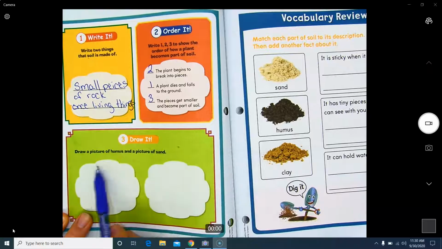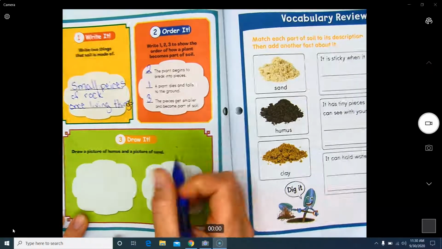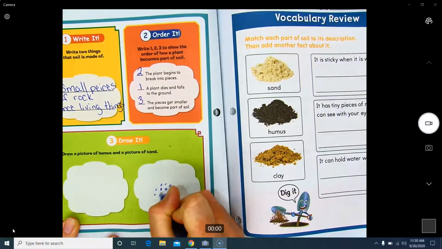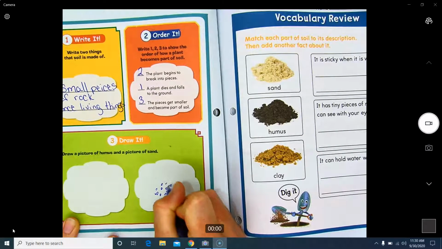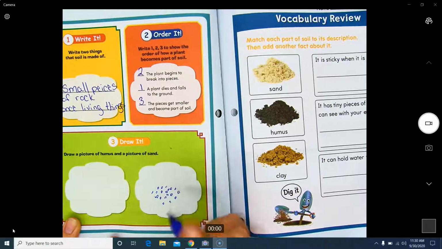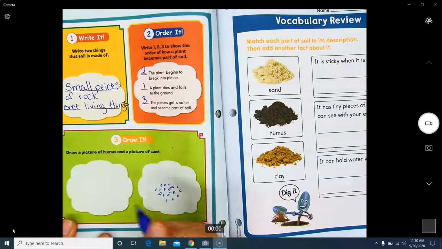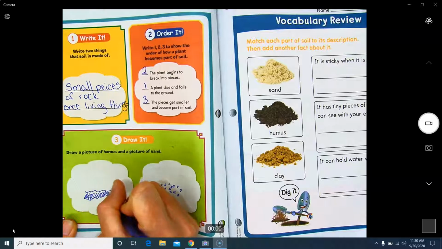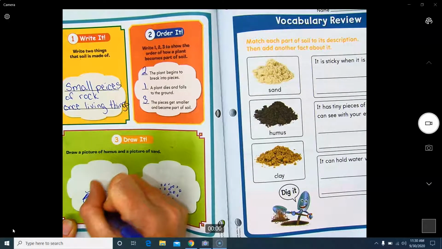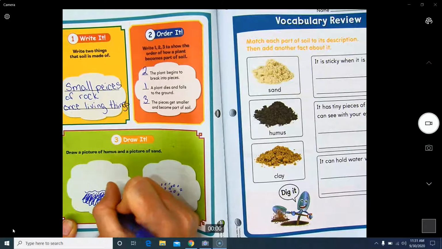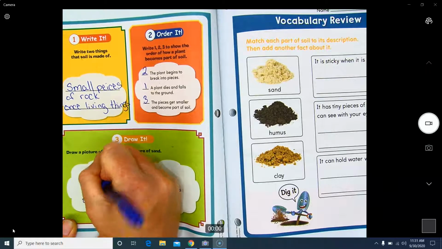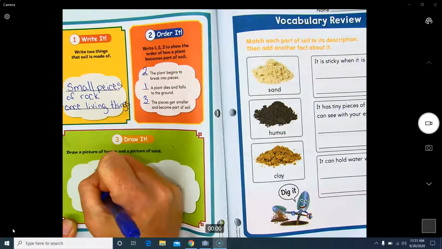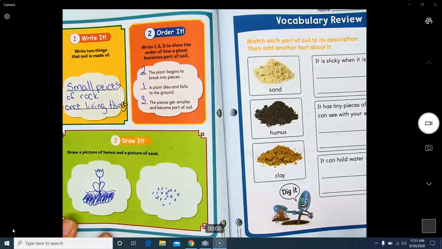Down here, you can draw a picture of humus and a picture of sand. So for my sand, I'm just going to draw like little dots because water does not go very well in sand. And then my humus, I'm probably going to draw it to be dense, and dense means tight together. I'm going to draw a nice plant, maybe a nice flower. Okay, and there you go.